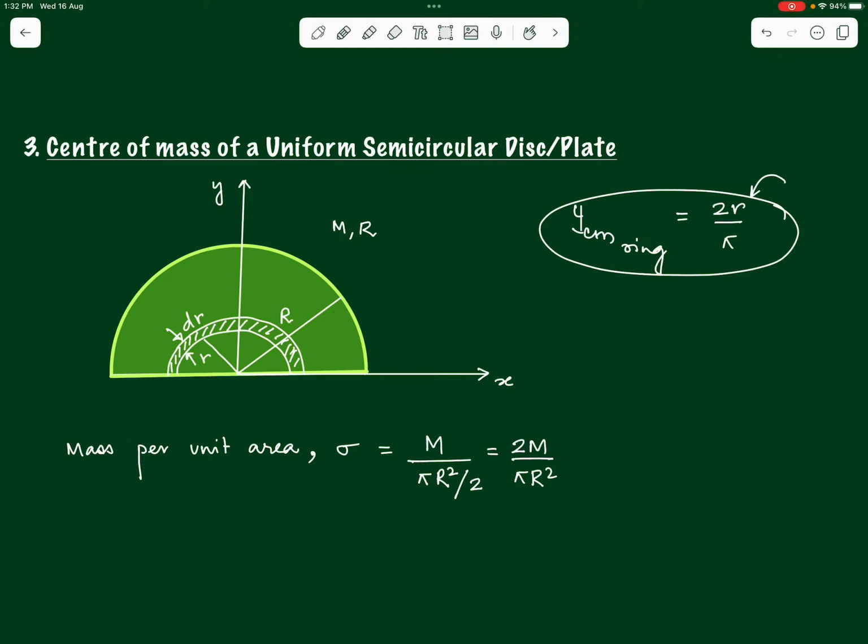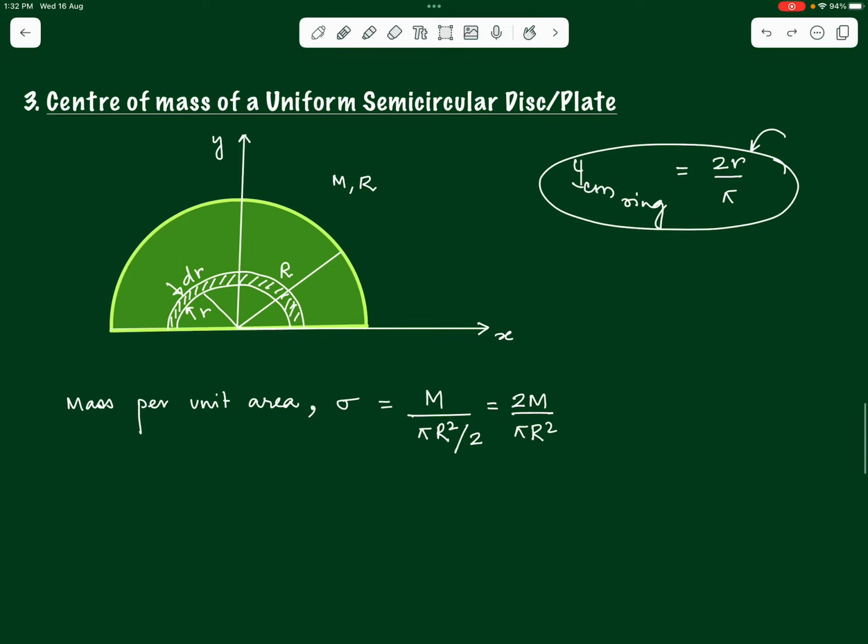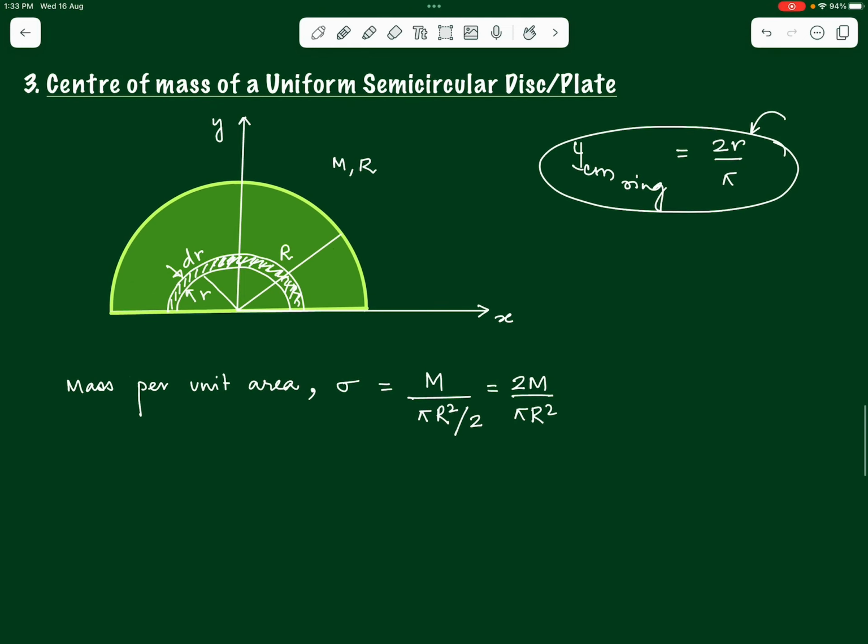And now in order to find out the mass of this elemental half ring, we need to find out its area, this shaded area in white we have to find out. How do we find out this area? See that if we call this area dA, this area is nothing but the area of the semicircle of radius r plus dr, and subtracted from that the area of the semicircle of radius r.